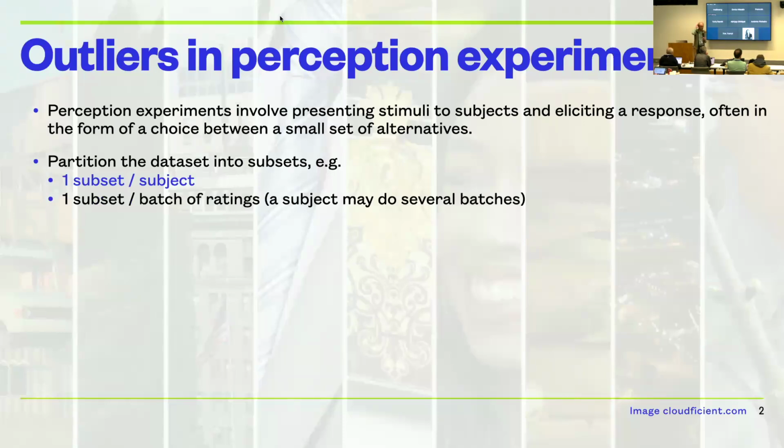I talked about batches of ratings before. We can have a batch of ratings, and one subject could do several batches perhaps, but the outlier detection would be per batch. Or one subset for each rating even. This has also been proposed in some of the recent papers. In this talk, we consider the blue option: a subset of ratings that would be classified as an outlier subset always belongs to one subject, and all the ratings of one subject are in one subset that is either accepted or rejected, or accepted with a certain weight.